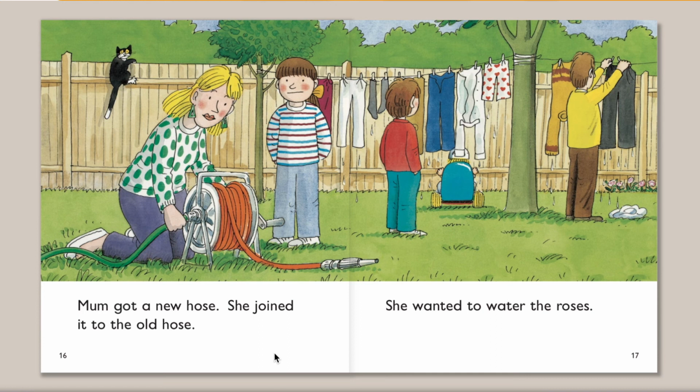Mum got a new hose. She joined it to the old hose. She wanted to water the roses. We can see Mum putting the old hose to the new hose. And Dad is hanging up more wet clothes.